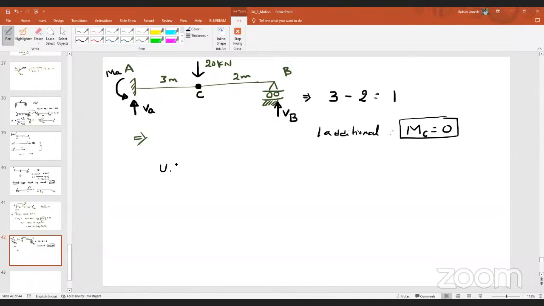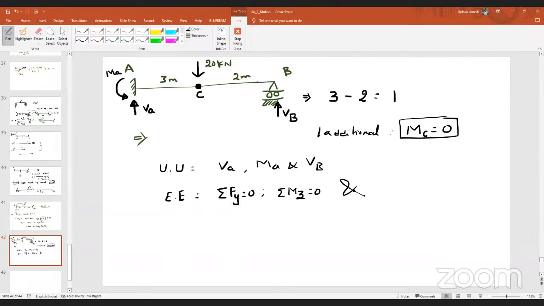So if I write down clearly, unknowns, what are they? VA, MA, and VB. Now tell me, what are the equilibrium equations? Tell me in terms of equation, not in terms of 1 to 1 like that. Summation of vertical forces, summation of Y equal to 0, and summation of moment equal to 0. And in addition to the equilibrium equations, one additional equation, what is it? Moment at C is equal to 0. Now tell me, how many unknowns and how many equations?